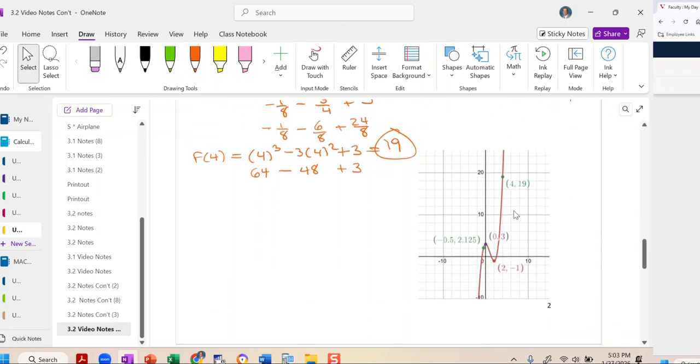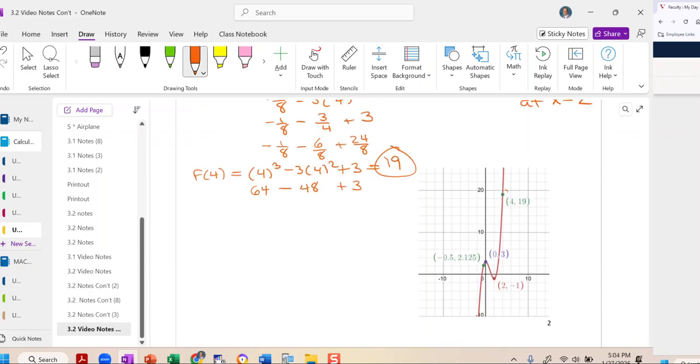The graph is below, I showed you. Notice here's 4, 19, that's the endpoint of the interval. And here's 2, -1, and notice we're only looking really between 4 and -1/2, which is here. So that's why this is the minimum and that's the maximum.